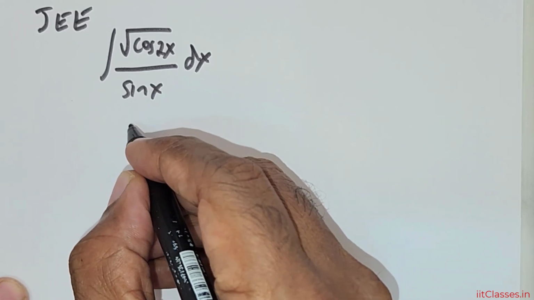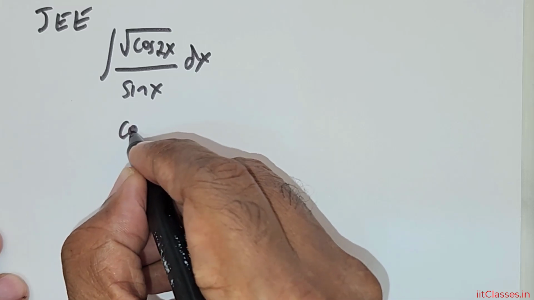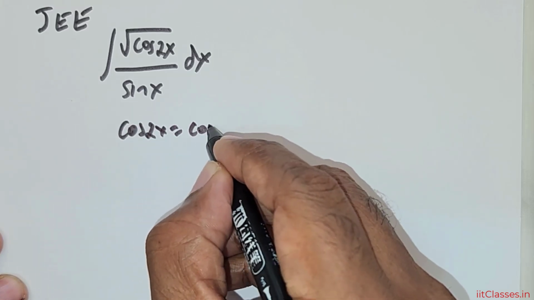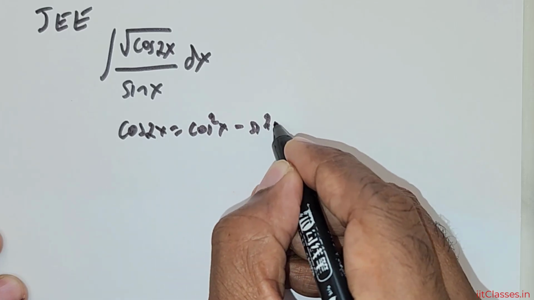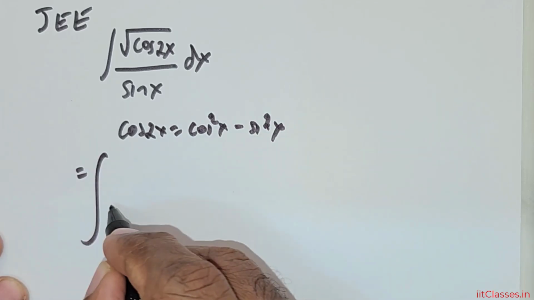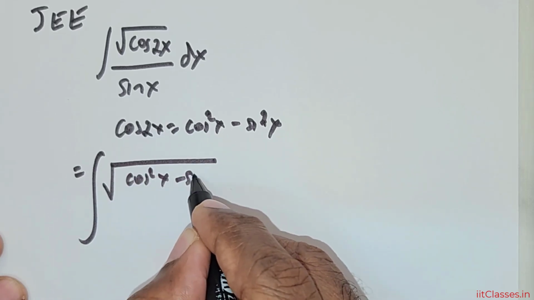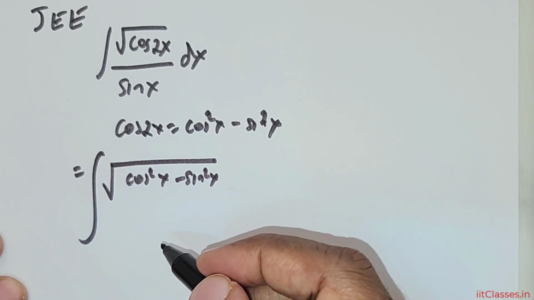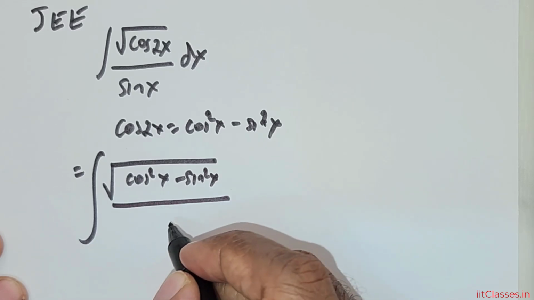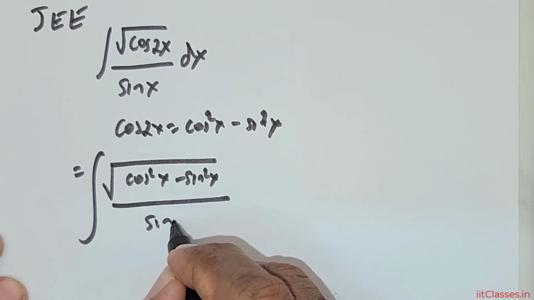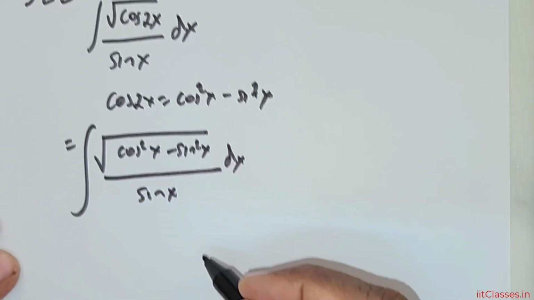So what I wish to do foremost is to utilize this formula that cos2x is equal to cos squared x minus sin squared x. So this is equal to the integral of the root of cos squared x minus sin squared x, divided by, now you have a sin x dx.